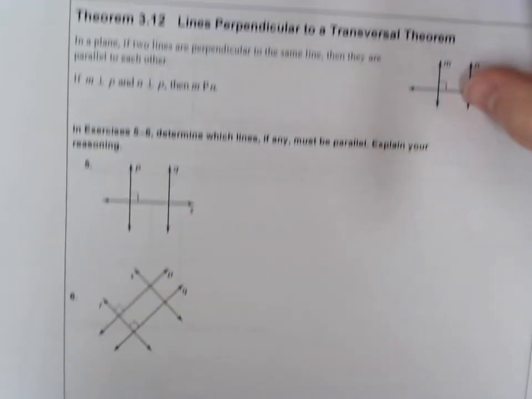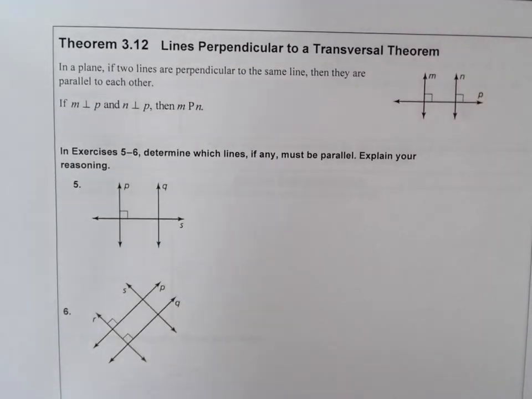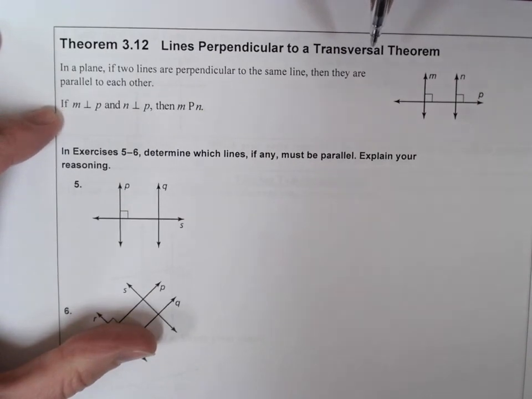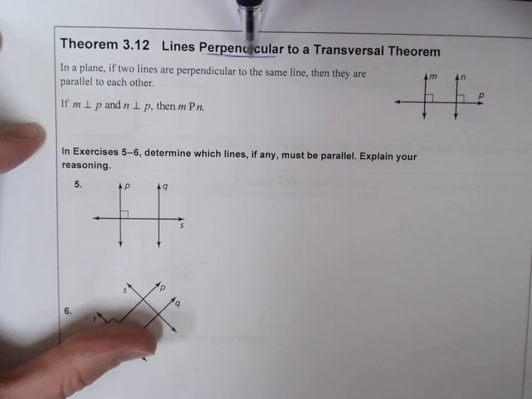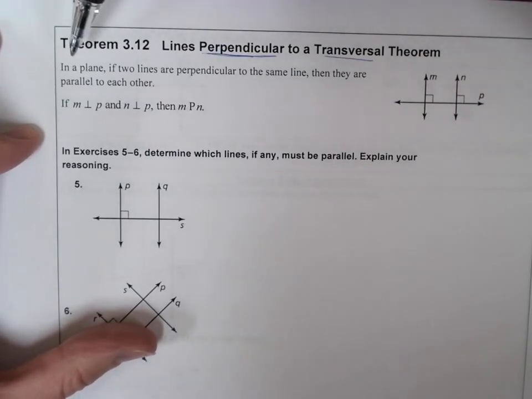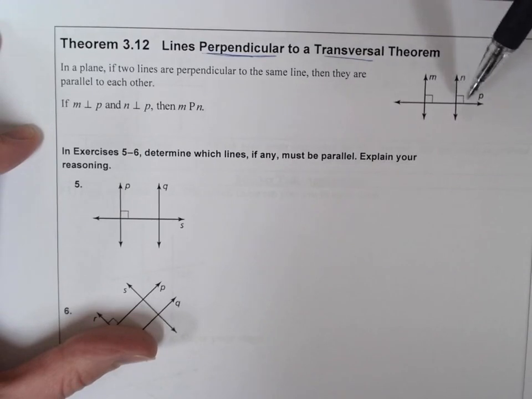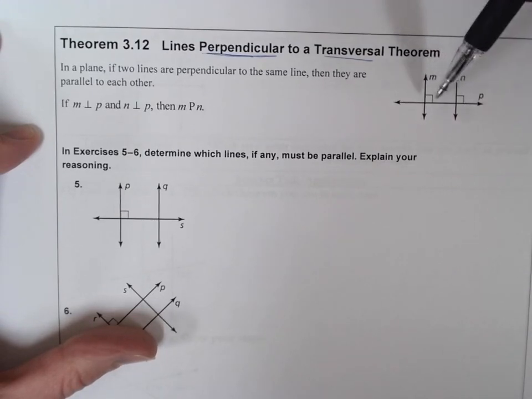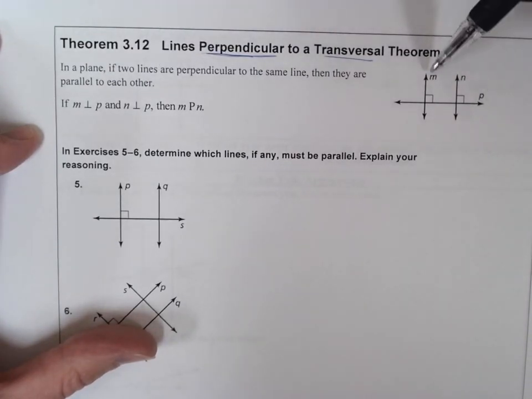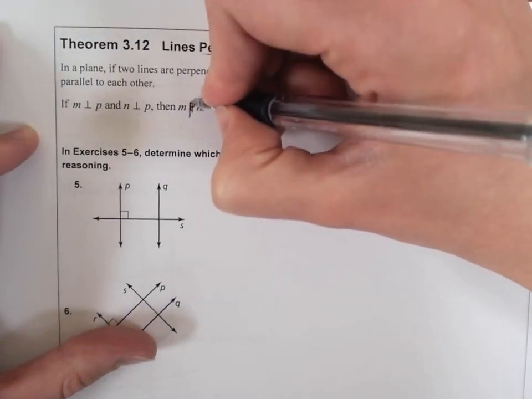The last one we're going to look at is the lines perpendicular to a transversal theorem. So we should recognize these terms here. We know perpendicular means they meet at a right angle. We recognize a transversal as a line cutting two or more lines. So we're told in a plane, if two lines are perpendicular to the same line, so notice that N is perpendicular to P and M is also perpendicular to P, then they must be parallel to each other. So here M and N are parallel to each other.